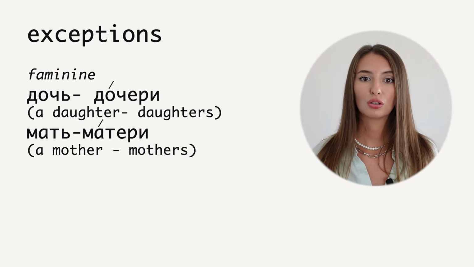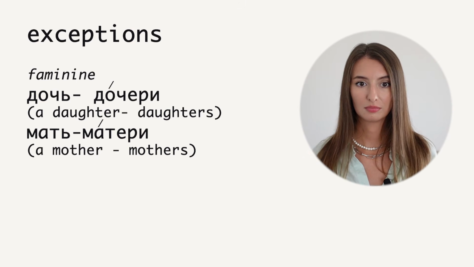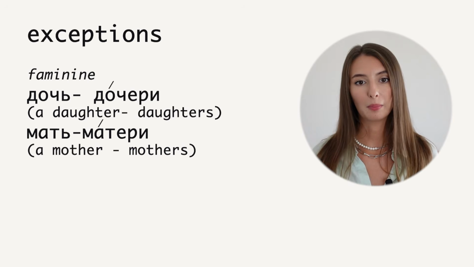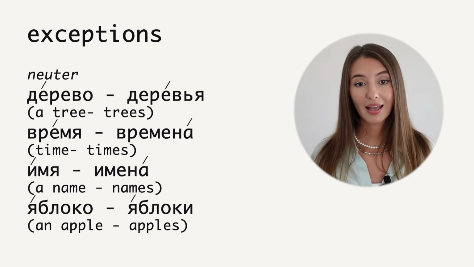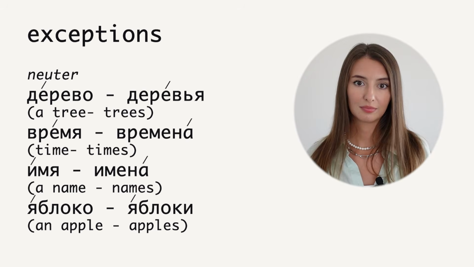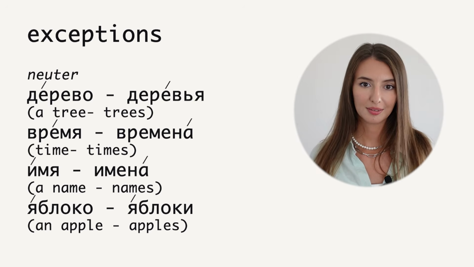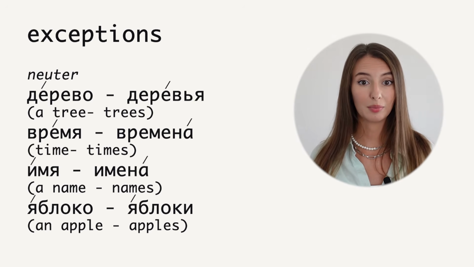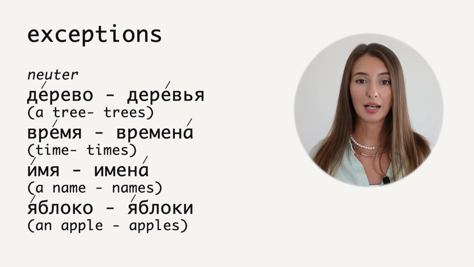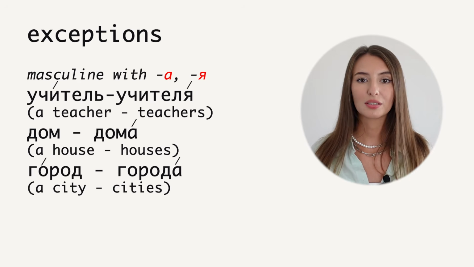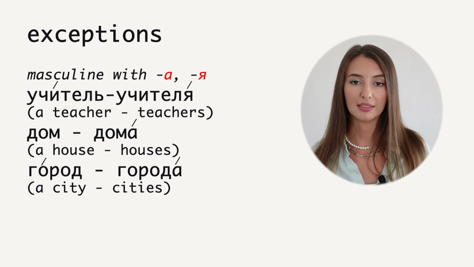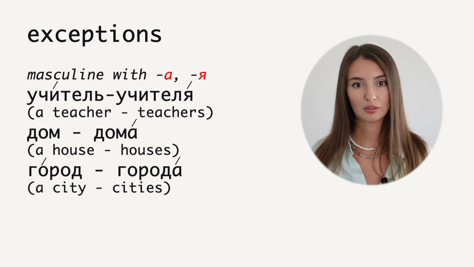The following feminine nouns: дочь, дочери, мать, матери, and the following neuter nouns. Дерево, деревья. Время, времена. Имя, имена. Яблоко, яблоки.